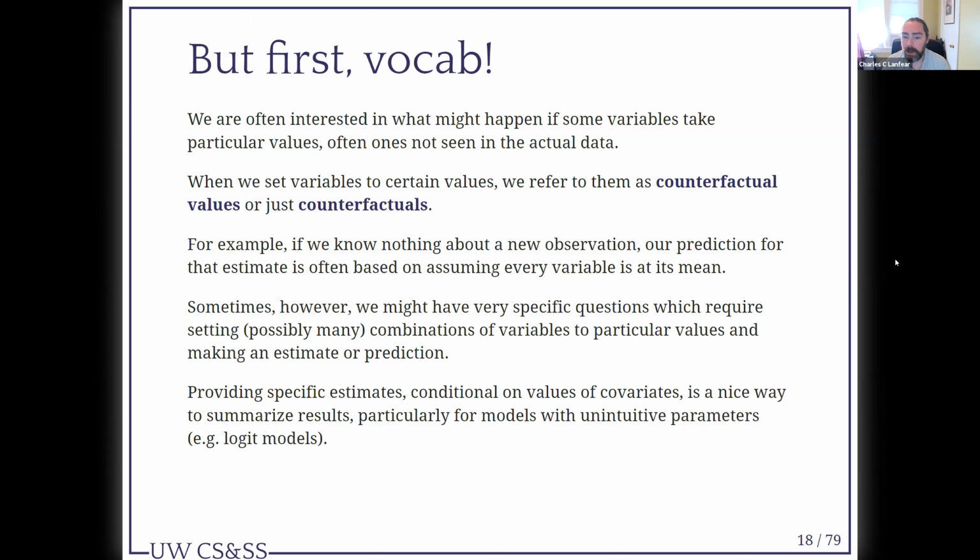Okay, so providing specific estimates that are conditional on a bunch of values of covariates is a really nice way to summarize results for models, particularly for models with unintuitive parameters like logistic regression models. So if someone tells you that logistic regression results are intuitive to understand numerically, whether in log odds or odds ratios, that person probably doesn't know what they're talking about, or they're an economist or somebody who actually thinks in log odds at times. Okay? Turns out logit models, for instance, and many nonlinear models do not have particularly intuitive parameter estimates.